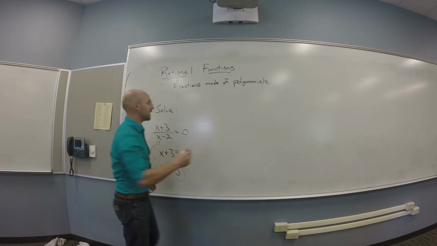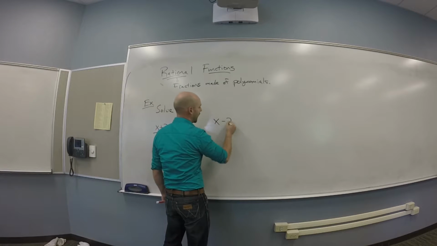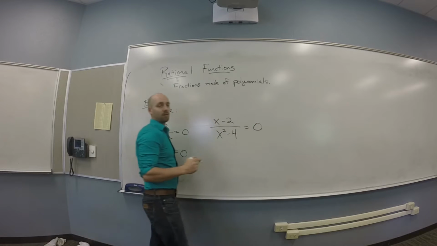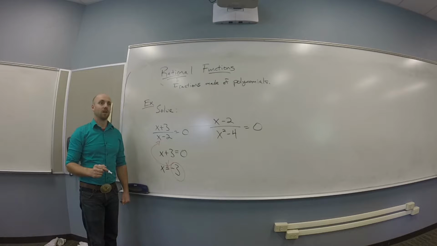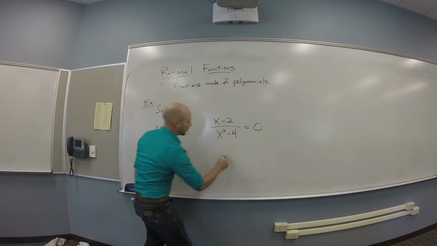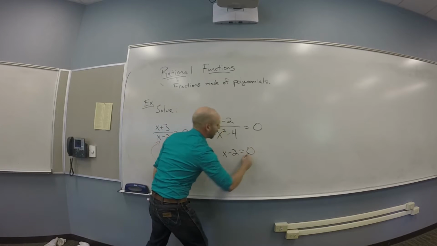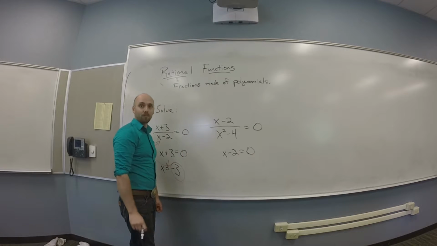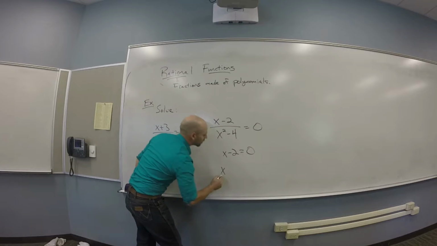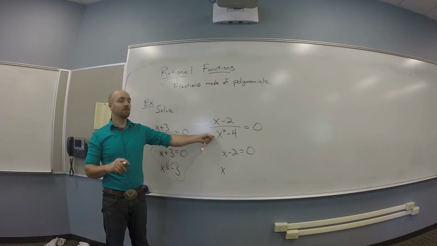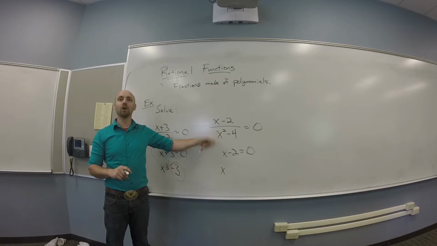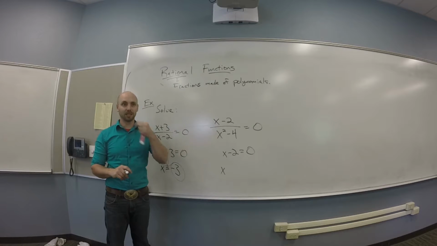A case in which that doesn't happen would be something like (x minus 2) over (x squared minus 4) equals 0. You'd set the top equal to 0, so x minus 2 is 0. Or you could factor the bottom, which is a good thing to notice. Sometimes, if you have a cubic or a quartic on the bottom, you might not be able to factor it easily, but you can always just plug it back in and see how it works.